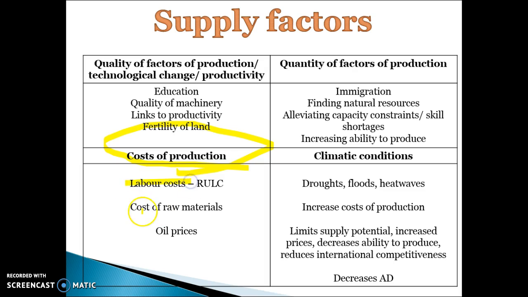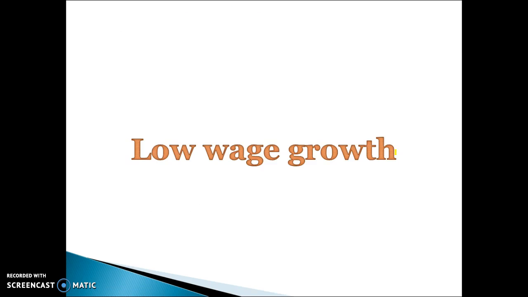things that affect cost of production, like oil prices, labour costs. There are things that affect the quality of factors of production, like education. Things that impact the quantity of factors of production, like immigration, which we talked about in Chapter 4. And then also climatic conditions can affect supply as well. We'll focus a little bit on that as well. So, first one is slow wage growth.